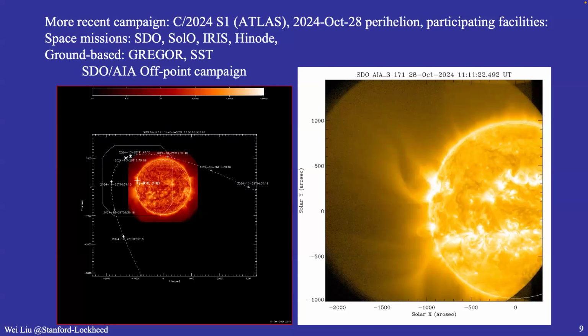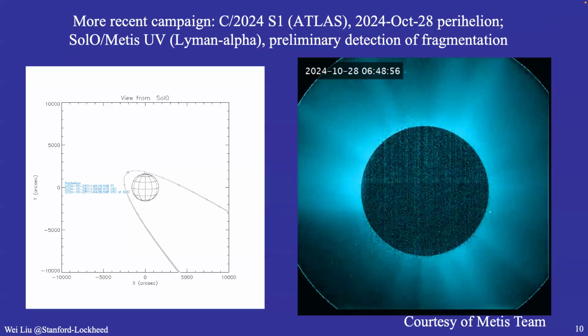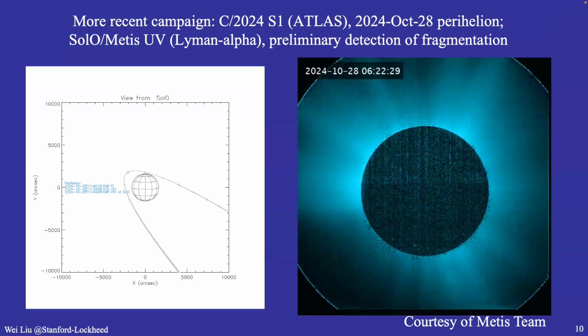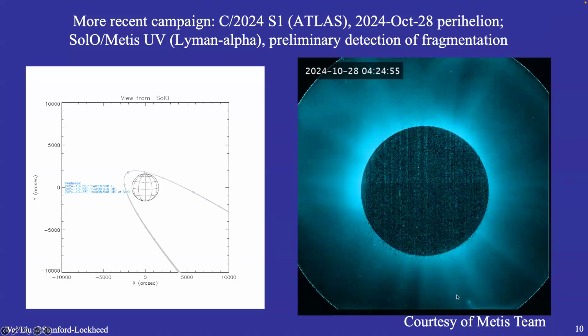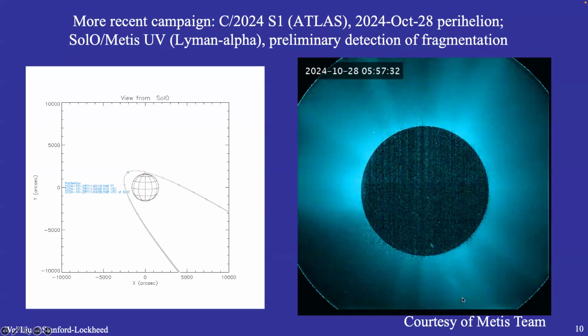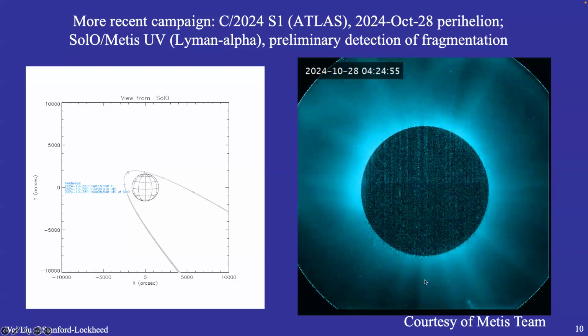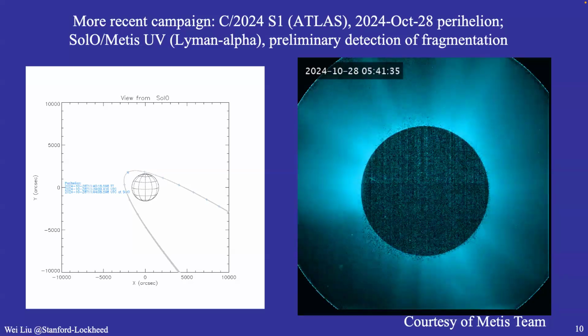We did this off-point, however we didn't see anything because the comet was so faint. But here's the catch: Solar Orbiter and Metis actually captured the comet. If you look at the lower right, there are very faint features coming off here, and there's some preliminary sign of the breaking up of this comet. This is Lyman-alpha in UV. So that's some interesting science we can do with this.